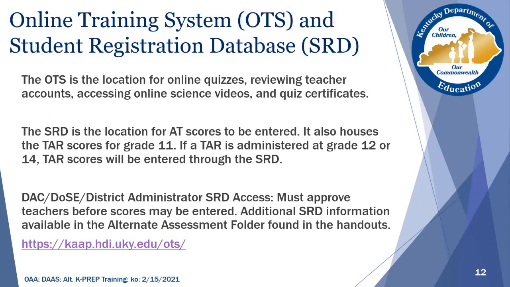So the online training system, or OTS, and the student registration database that we've talked about, the SRD, are both components of the Kentucky Alternate Assessment Systems page that also includes the career readiness database. And so that's for all of you that are familiar with the post-secondary readiness indicator. That's the other side. The TAR represents the academic readiness, and the career readiness is the employability skills attainment record and the career work experience certifications. Those are also scores that are housed in the career readiness database, which is part of that entire Kentucky Alternate Assessment Systems page.